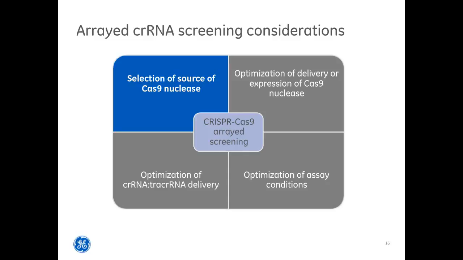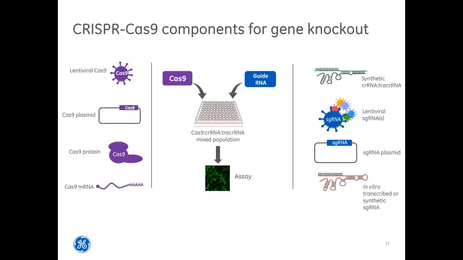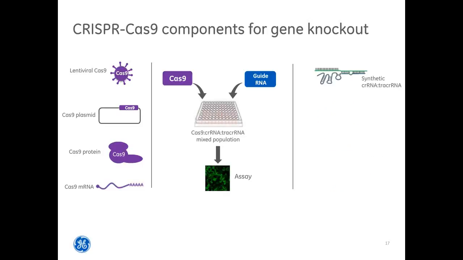So there are many reagents available for gene editing using CRISPR Cas9. Again, what's required is the Cas9 nuclease and a guide RNA. For the guide RNA, there's a variety of reagents that can be used, but as I've already discussed, we're going to be talking about today the synthetic CRISPR and tracer RNA approach. So now it comes down to the Cas9. Cas9 nuclease can be delivered as lentiviral particles expressed from a DNA plasmid or directly delivered as a protein or mRNA.